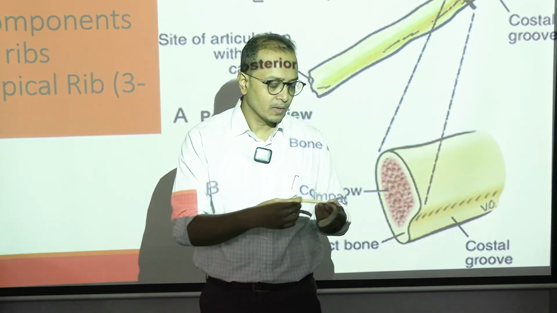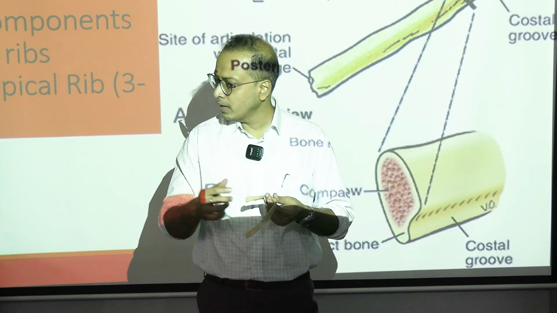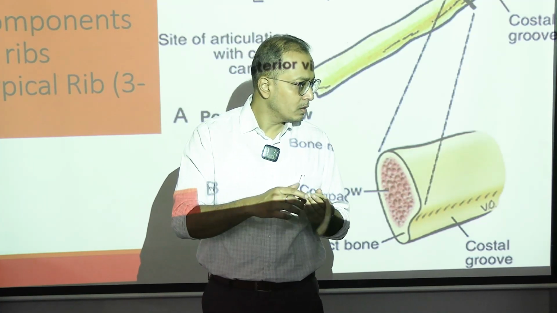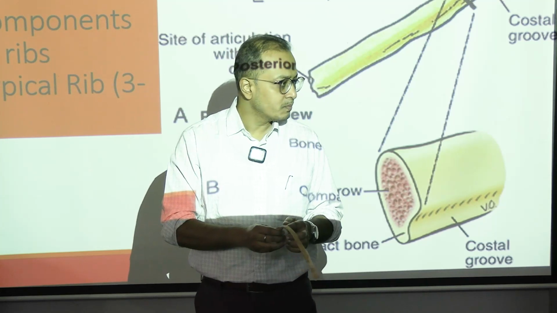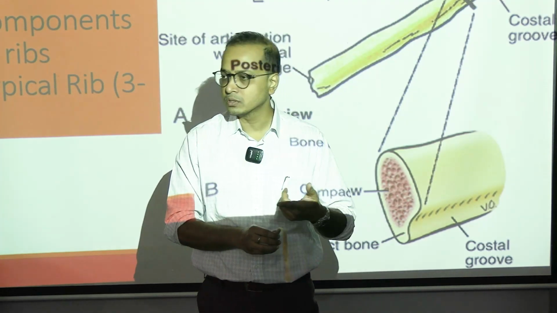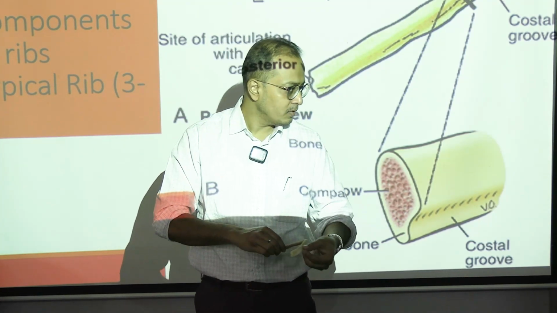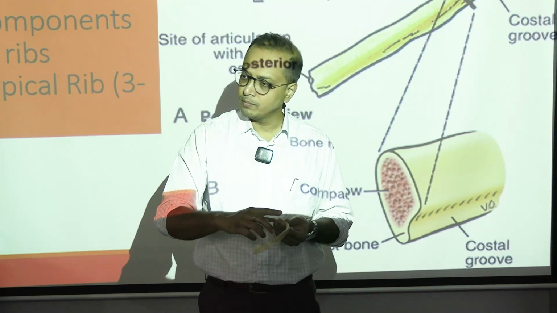So this is posterior. Above and below you have to identify. Above is identified by the superior border. Below is identified by the inferior border. The inferior border is identified by the presence of the groove that we are mentioning, that costal groove. So the inferior border is sharp and has a groove, making it easy to identify above and below.